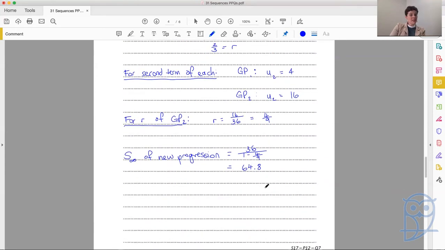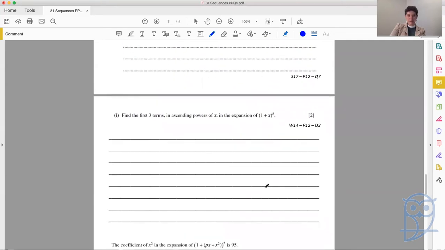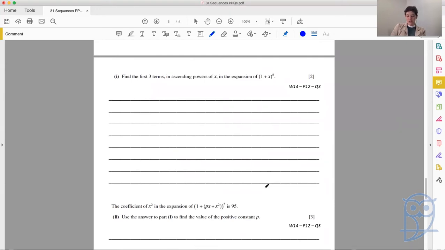We've done APs, we've done GPs. So of course, next comes binomials. So the first one is actually a very normal question. Find the first 3 terms in ascending powers of x in the expansion of (1 plus x) to the 5. So (1 plus x) to the 5 equals, and we just go for it because we know it's going to turn out in ascending powers if we do it correctly.